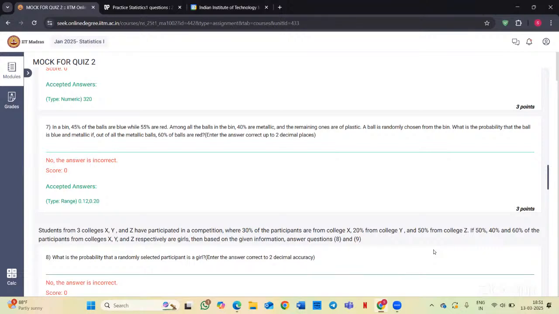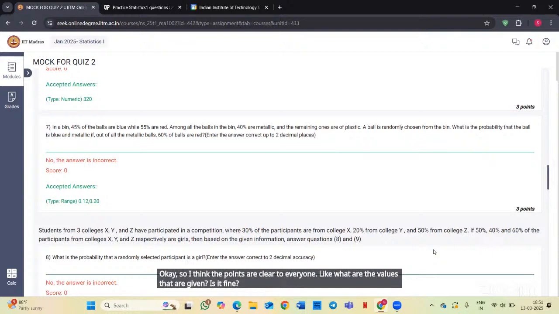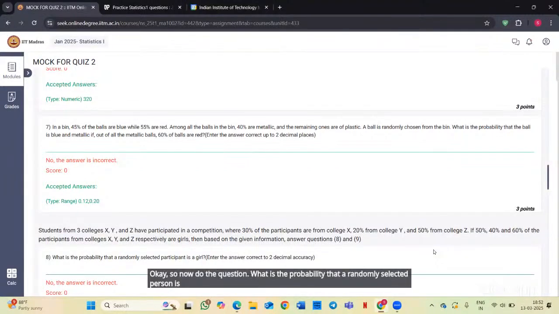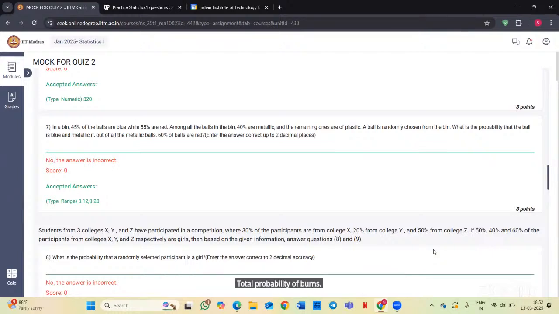So I think the points are clear to everyone, what values are given. Is it fine? Okay, so now do the question. What is the probability that a randomly selected person is a girl? So basically we have to find the total probability of girls. Solve it and let me know the answer.